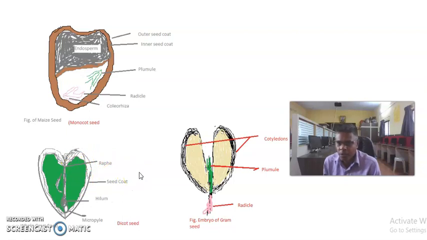And now we study the different parts of seed. Monocot type seeds, such as cereal crop seeds, are classified in monocot type seed, and dicot type seeds mostly belong to the leguminous family. So we study initially different parts of the seed.